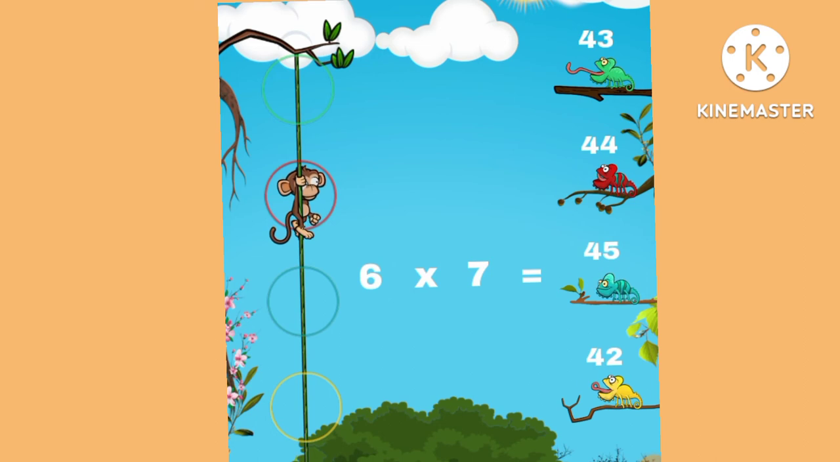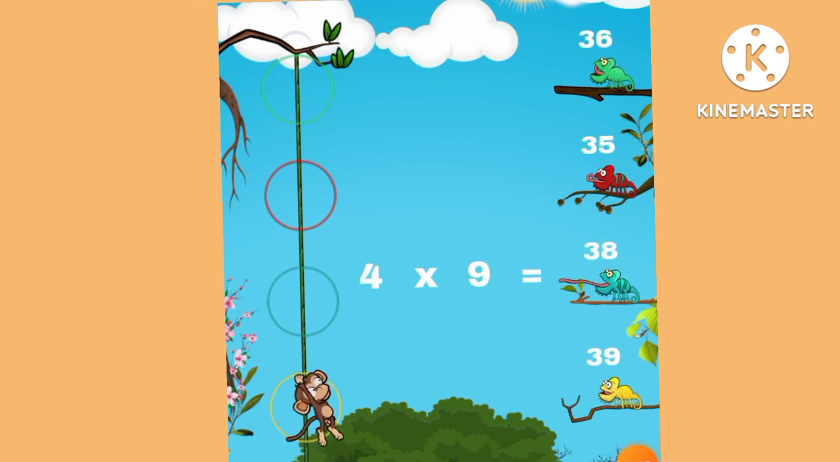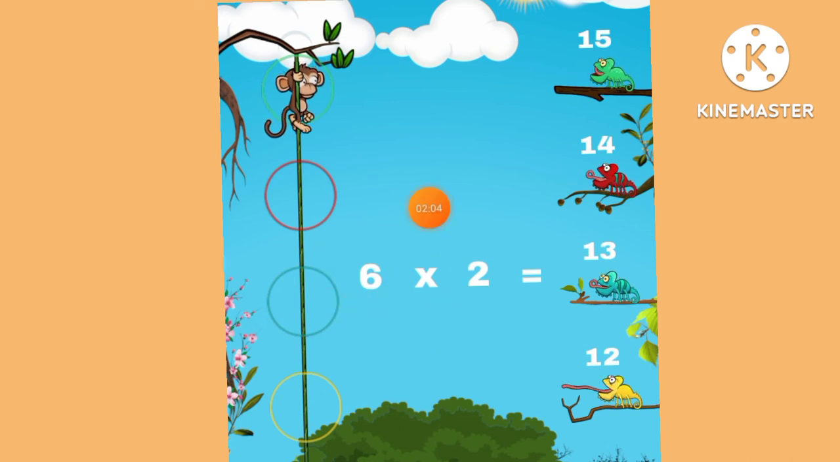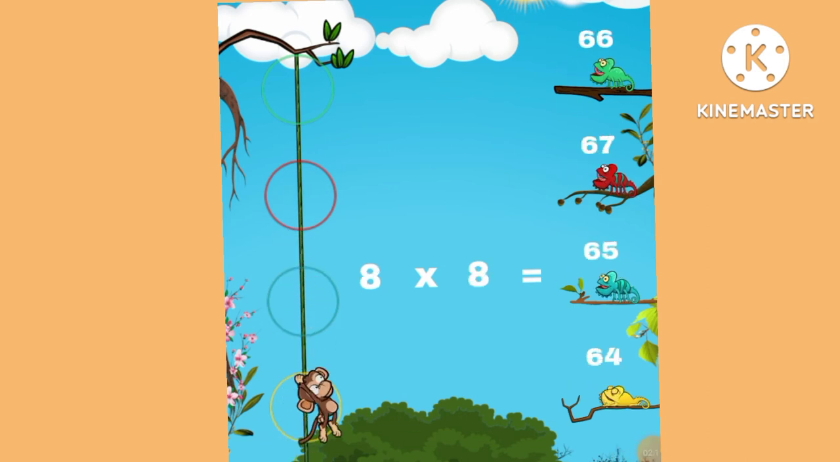Next question is 6 times 7 equals 42. Next question is 4 times 9 equals 36. Next is 1 times 4 equals 4. Next question is 6 times 2 equals 12. Next question is 8 times 8 equals 64.